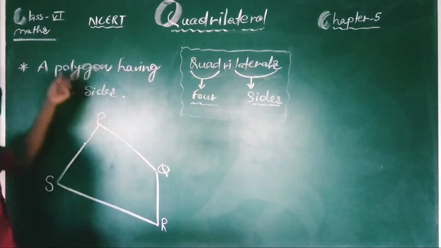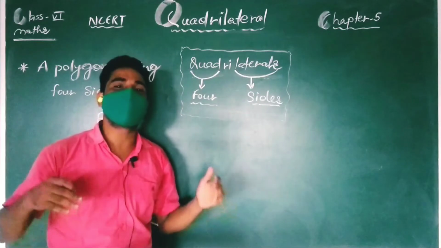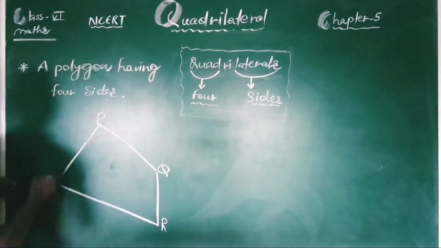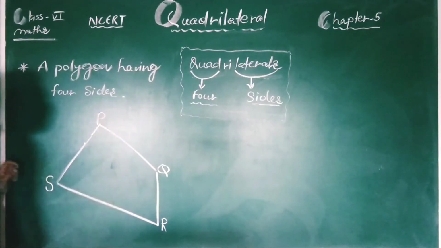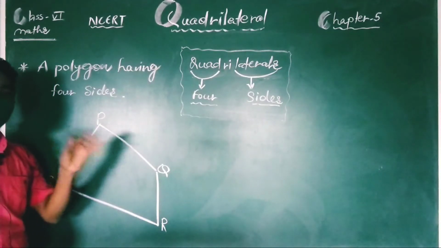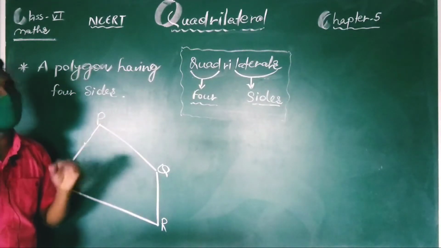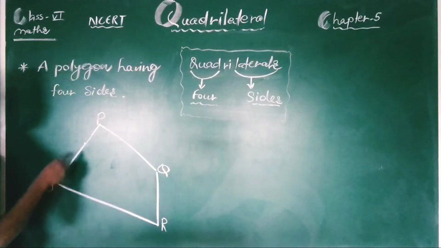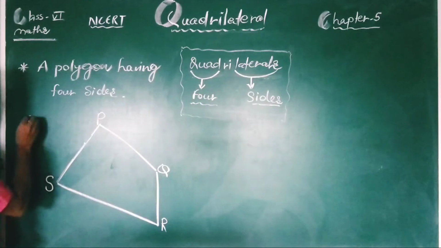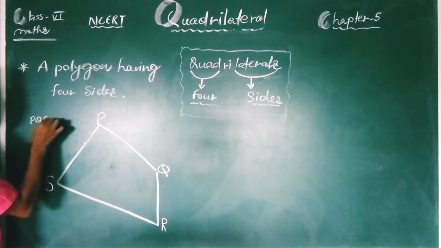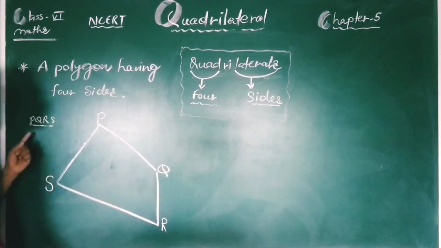Chapter number 5, NCERT Classics Maths. In this video we will see quadrilaterals and their parts. The definition is written here: a polygon having 4 sides. Any geometrical closed figure made using 4 line segments or sides is called a quadrilateral. Here I have drawn one picture, and this is called a quadrilateral. The name of this quadrilateral is PQRS quadrilateral.